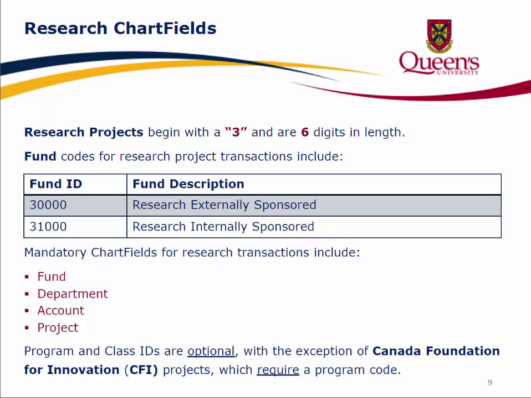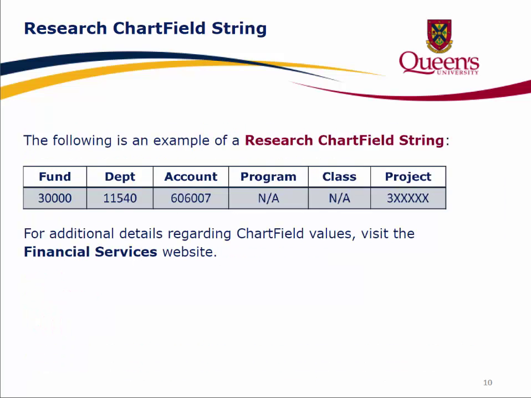You may also choose to specify a program or class ID, although these chart fields are optional, with the exception of CFI projects, which require a program code. The following is an example of a research chart field string. Please visit the Financial Services website for additional details regarding chart fields.